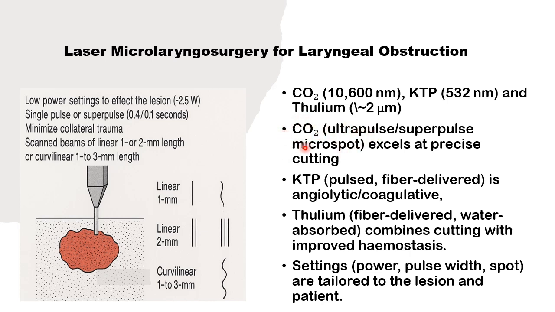Generally speaking, a carbon dioxide laser would excel at precise cutting. KTP would work better as an angiolytic or a coagulative laser. Thulium would do something in between. It still has a high coefficient of absorption by water, so it can do some precise cutting, but also has improved hemostasis. And on discussing the settings, we'll discuss the power in watts and the pulse on and off in milliseconds, the spot size, micro spot, or a linear line at 1 millimeter or 2, or a curvilinear line if that is required.